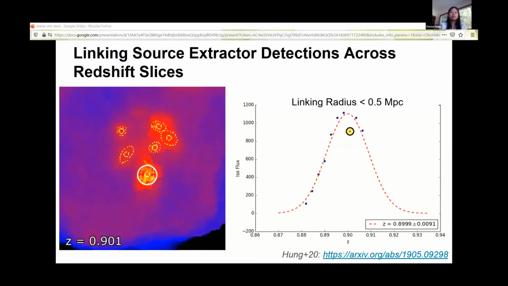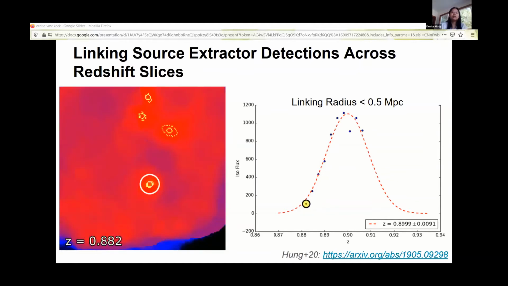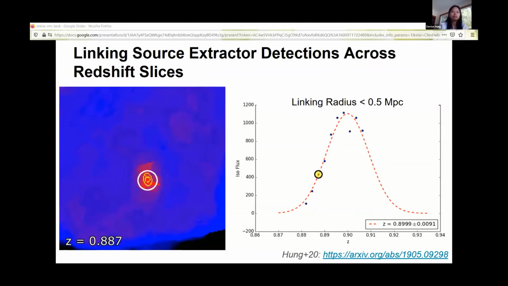We linked objects between successive redshift slices until no more objects within range are found. We then take all linked objects and fit a Gaussian to finally obtain one overdensity candidate. Here, all the ellipses mark Source Extractor detections, and the white circle marks objects we're linking together.